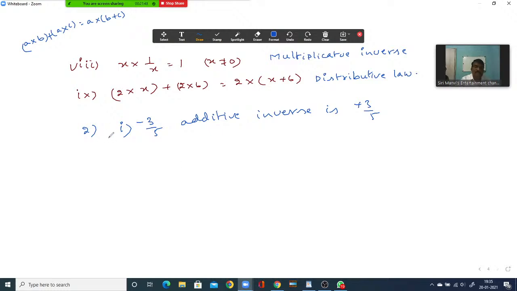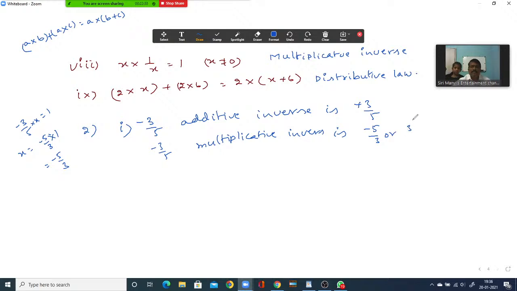Next, the multiplicative inverse of minus 3 by 5. What do we multiply minus 3 by 5 with to get 1? So minus 3 by 5 into x is equal to 1. x is minus 5 by 3, or 5 by minus 3, whichever way you write it. That's it. Minus 5 by 3, or 5 by minus 3, you can write it as.